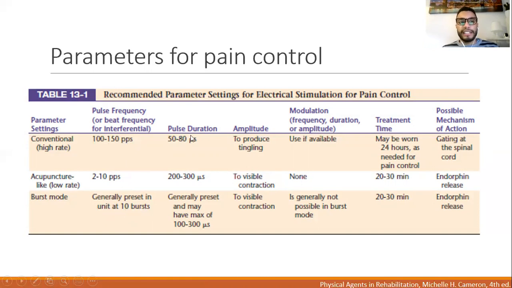The pulse duration in conventional TENS is low, okay? So this is short pulse duration, therefore there is no muscle contraction here, okay? Only tingling sensation. When we increase the pulse duration here, as you see this number, 200 to 300 microseconds, the long pulse duration induces a visible muscle contraction. So we are expected to see this visible muscle contraction, apart from the tingling sensation, also in some types.